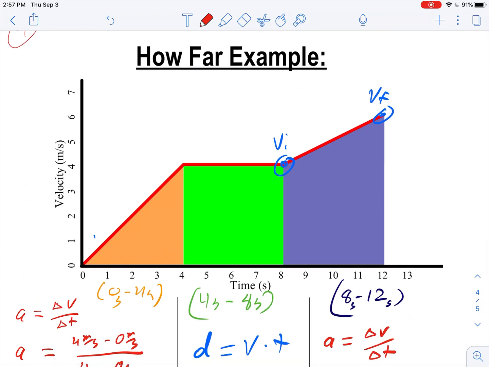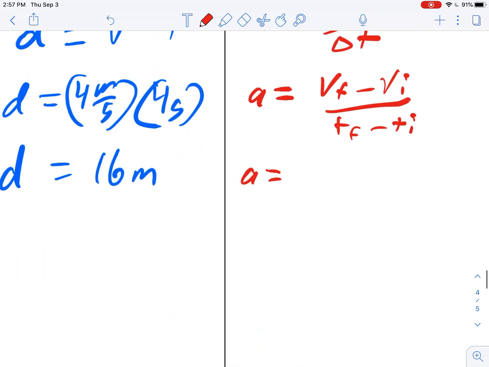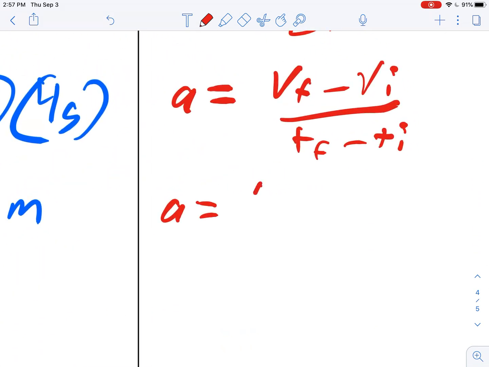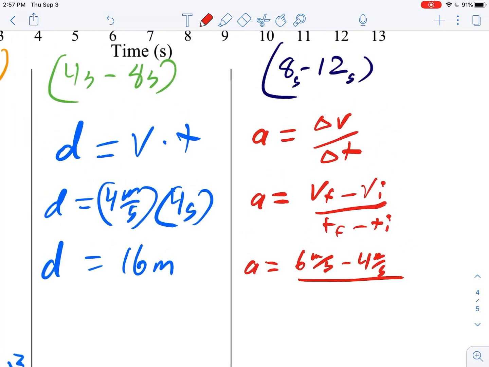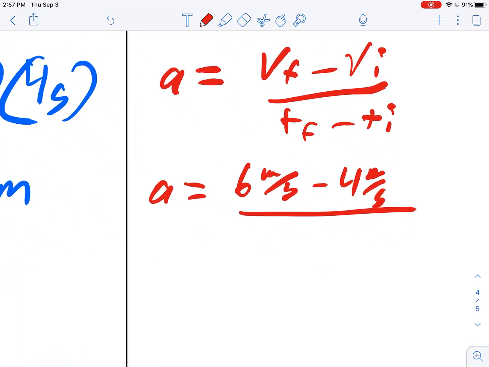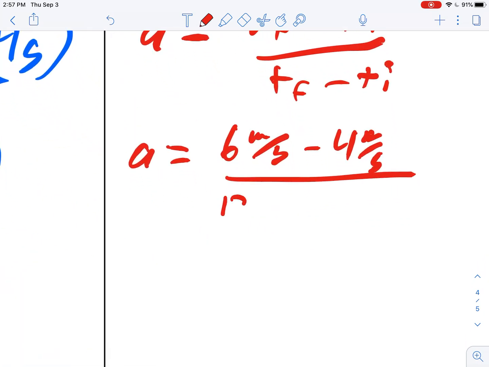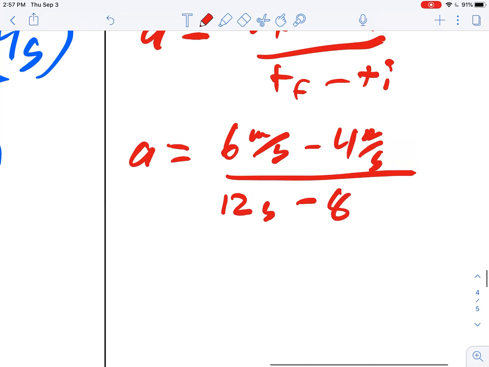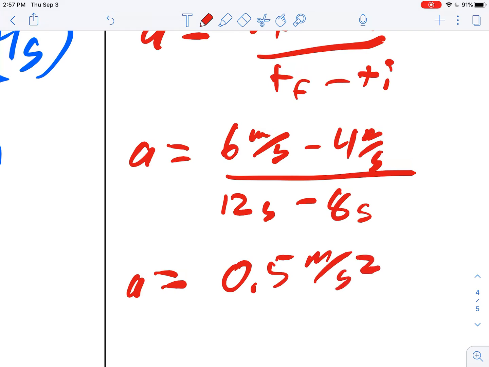So let's see, what are the values of my graph? Final velocity is at 6, and initial velocity is at 4. Let's go ahead and sub that in. So I've got 6 meters per second minus 4 meters per second, and my time interval goes from 8 seconds to 12 seconds. So we'll do the subtraction: 12 seconds minus 8 seconds. 6 minus 4 is 2, over 12 minus 8 is 4. So 2 over 4, that's 1/2, or 0.5 meters per second squared.